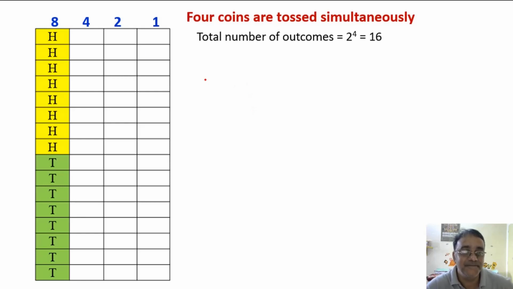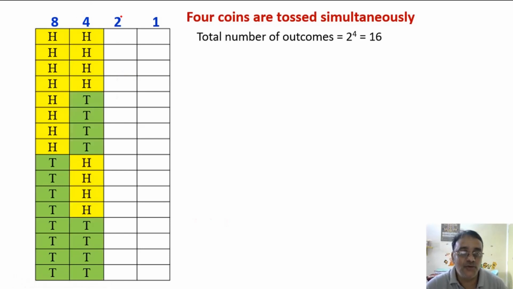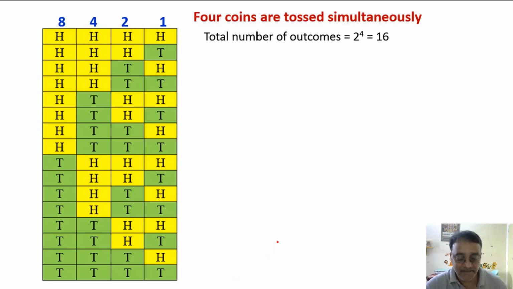And 4 means 4 heads, 4 tails, and so on up to the end. 2 means 2 heads, 2 tails, and so on up to the end. The last one is one head, one tail, alternately up to the end. So this is how we write all the outcomes. Understood? Yes, sir. So this is a small trick to write all the outcomes.